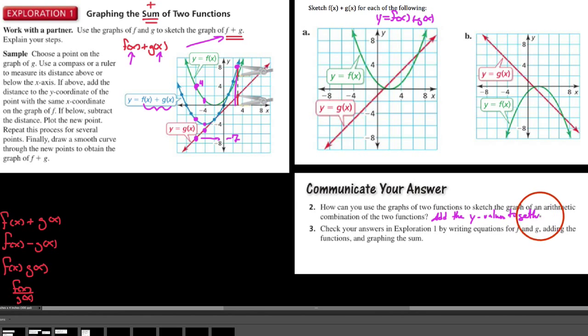together. Let's put it this way. Add the y values of each graph together at each individual x value. So essentially what we're going to do is this.